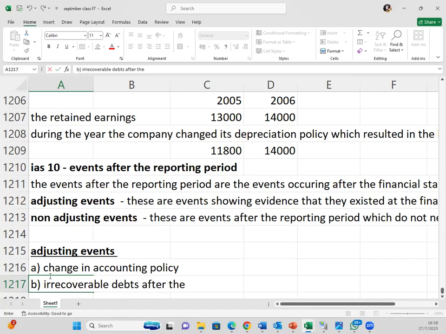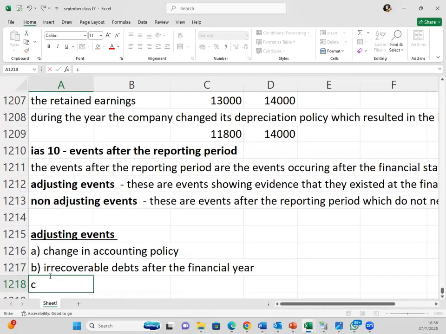So they're irrecoverable debts shortly after the financial year. So it means you had overstated your receivables. You're supposed to have adjusted for these receivables. Then you can also have inventory sold at a price. These are some of the questions that can just come as multiple choice.